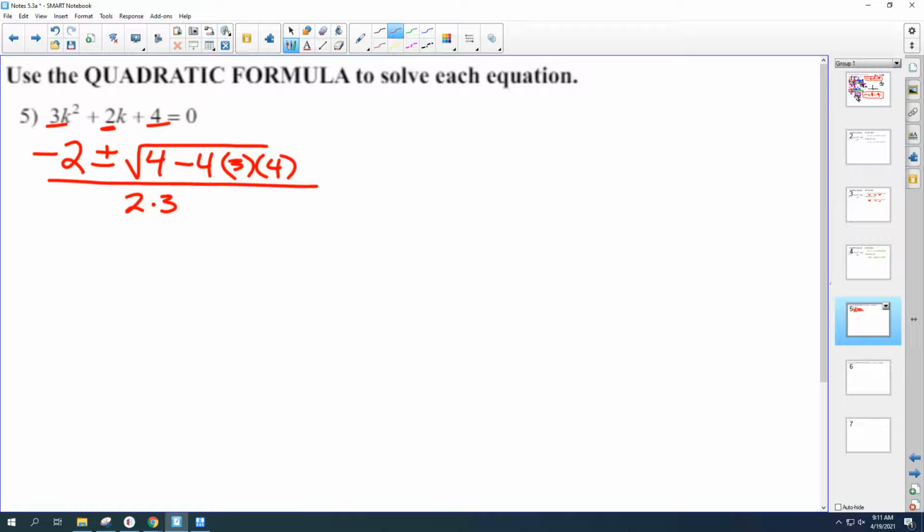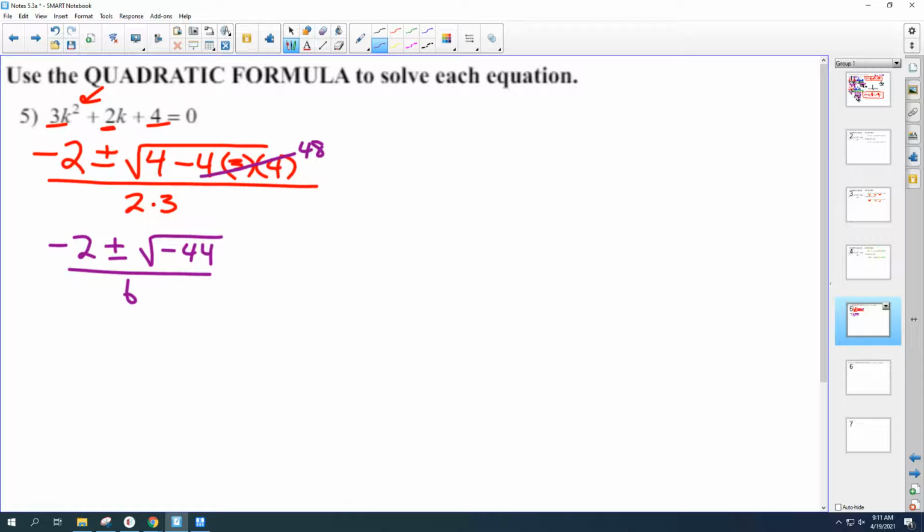You should be able to tell immediately there are going to be two solutions. They might not be two real solutions, though. They might be imaginary, so that's why we have to do this. All right, so check it out. 4 times 3 times 4, that's 12 times 4 is 48. And so I would just cross that out and write 48. And then I have to do 4 minus 48. 4 minus 48 is negative 44. So I'll have negative 2 plus or minus square root of negative 44 all over 6.